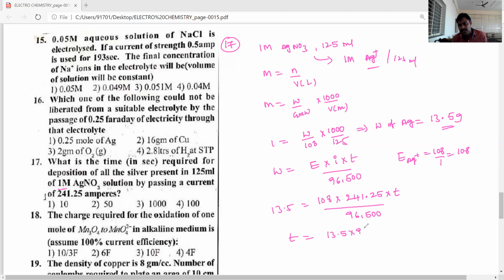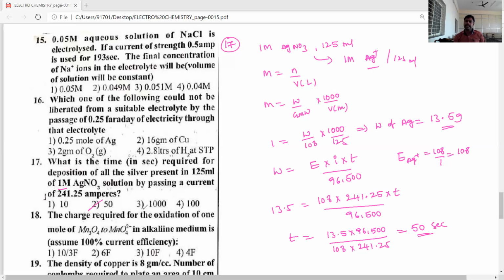Then T is equal to 13.5 into 96,500 divided by 108 into 241.25. On simplification we get 50 seconds. So the answer is the second option.